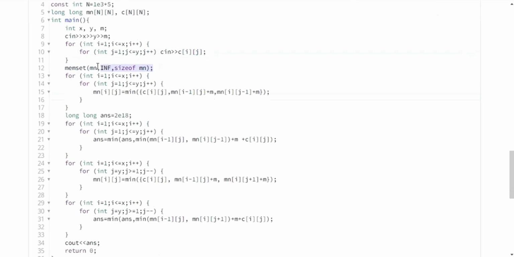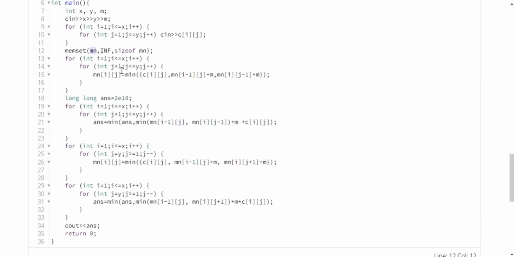Now we are using this memset function in order to initialize the elements within Mn to the infinite value, and this will be the third parameter, which indicates the number of bytes which are supposed to be initialized with this INF within this Mn, which is your matrix.